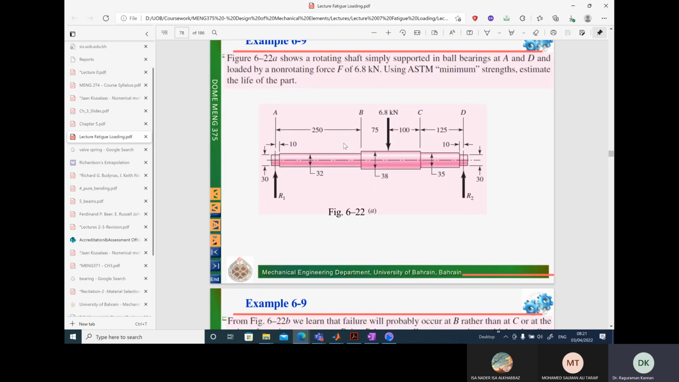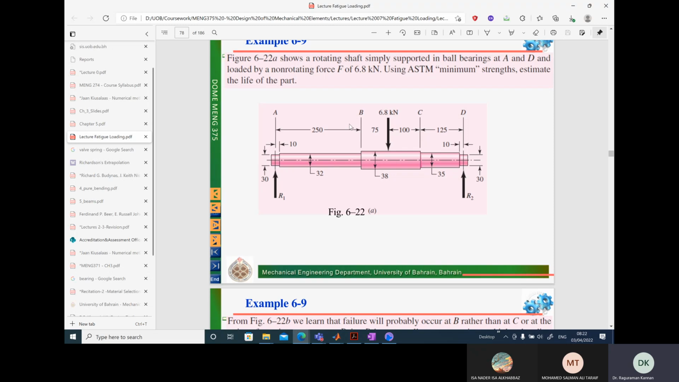So in this figure, it shows a rotating shaft simply supported in the ball bearings. So you have two ball bearings supporting the shaft here, and the shaft is rotating. I think this is the point A and D over here, and it is loaded by a non-rotating force F of 6.8 kilonewtons. Using ASTM minimum strengths, estimate the life of the part.